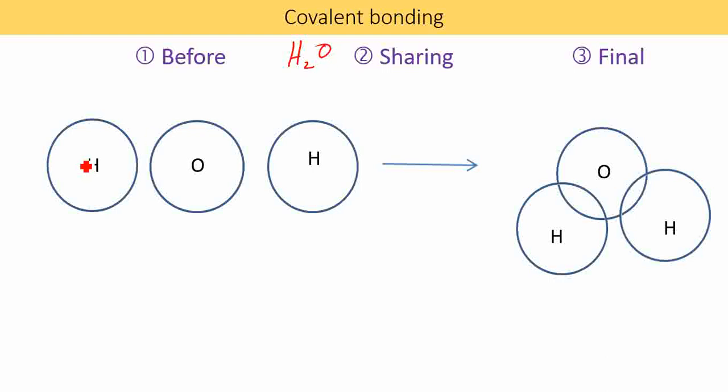H2O: hydrogen 1, oxygen 2, 6, hydrogen 1. Now, if you think about it, oxygen 2, 4, 6. Oxygen needs 2 more electrons. Hydrogen needs 1 more electron for the first shell. So what will happen? Hydrogen will say to oxygen, hey, can we share that electron there? That next hydrogen will say, let's share there. And oxygen is going to say yes, because it needs 2 more electrons.